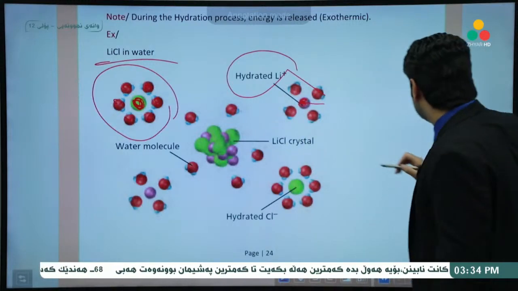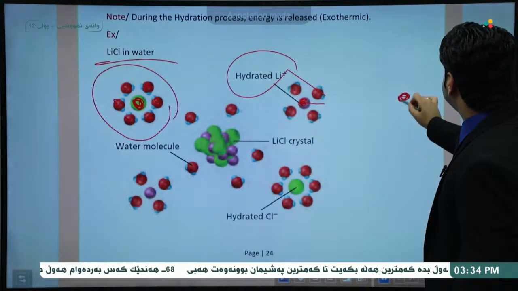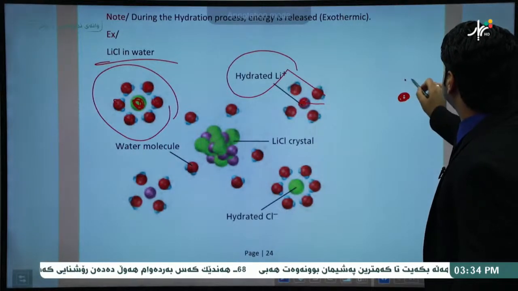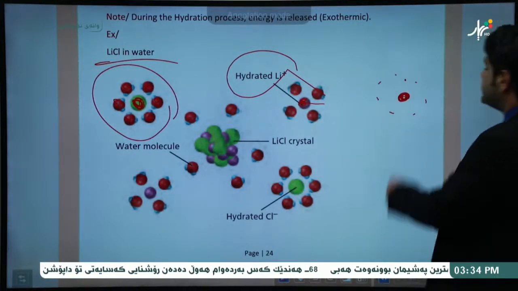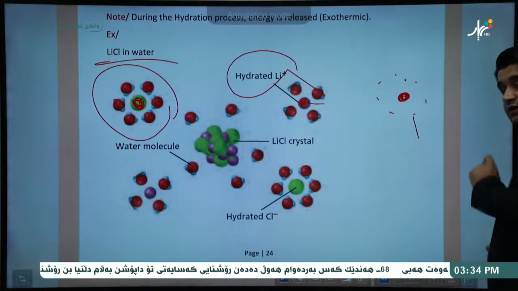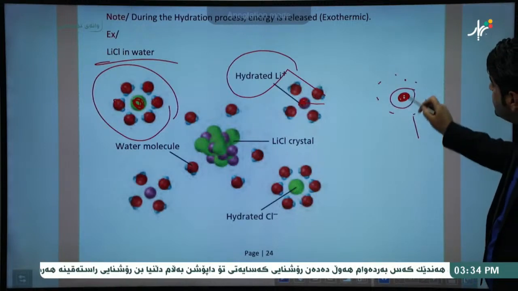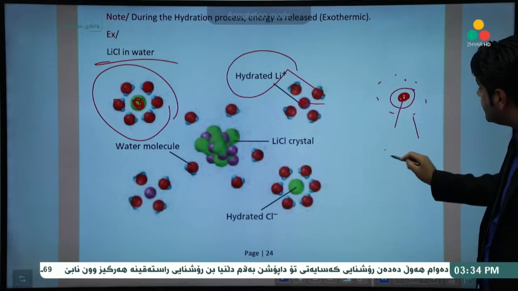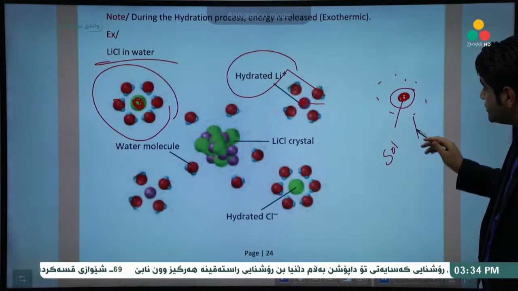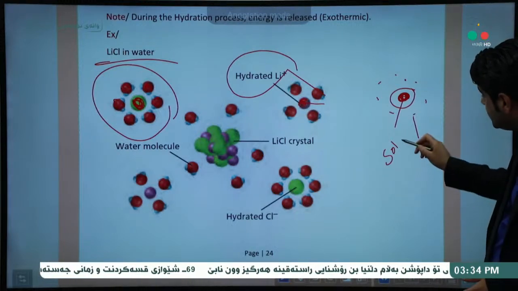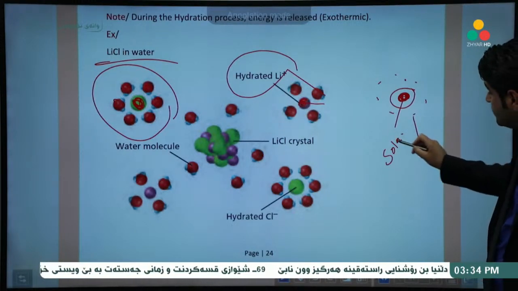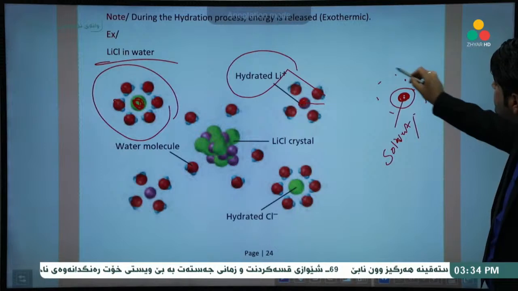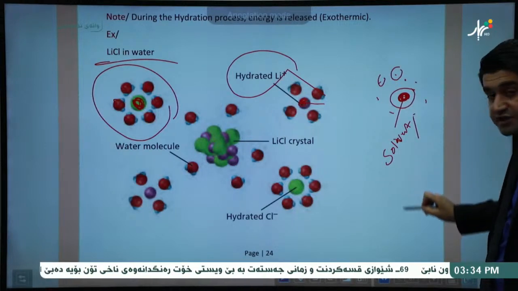But what will happen if we have some compound surrounded by solvent particles, and it's not identified whether the solvent is water or not? What do we call this particle? This is solvated, because it is dissolved in a solvent. So if the solvent is water, it will be hydrated.